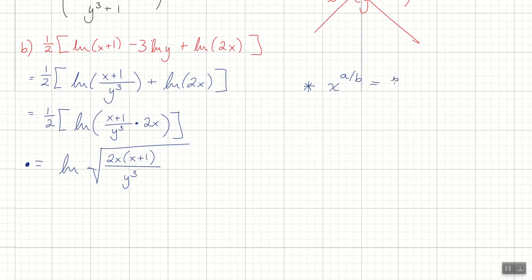It's the bth root of x to the a, like this, or we can look at it as the bth root of x to the power of a. They're the same thing. It depends on the situation.